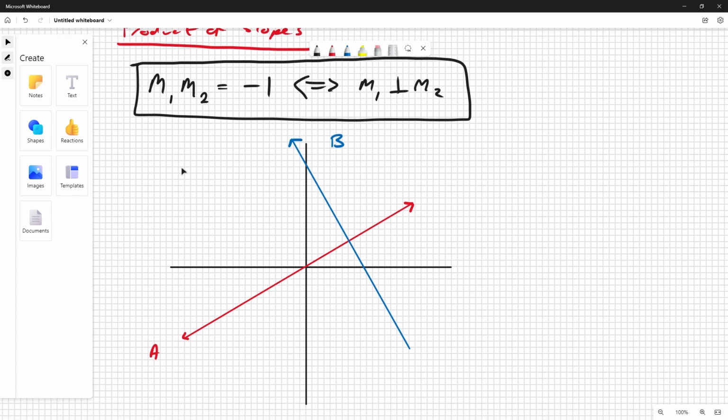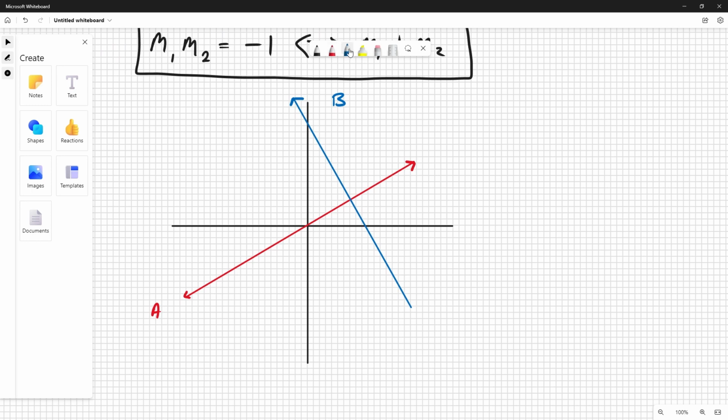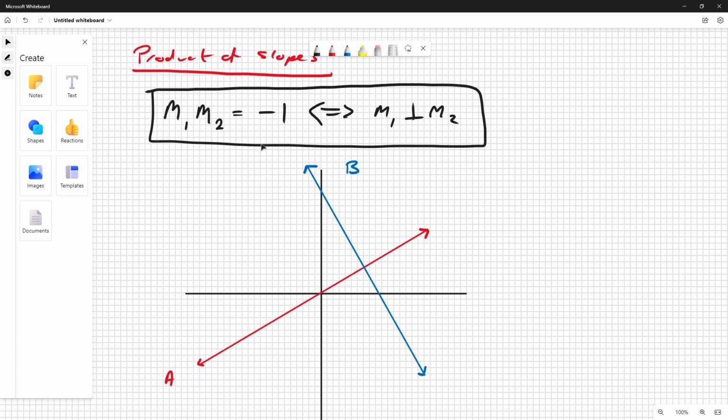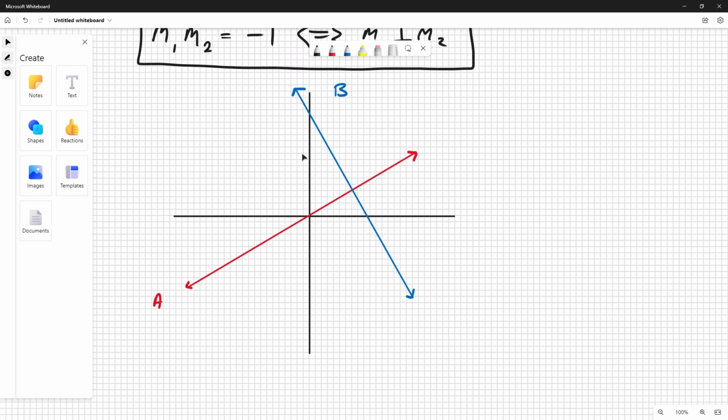So here we have two lines. I've tried to draw them as perpendicularly as I can. So we have A and B. A positive slope, B negative slope. Obviously A is not that steep, B is quite steep. So that's sort of the gist with perpendicular lines. So how do we get to a situation where we have m1 m2 equals -1?